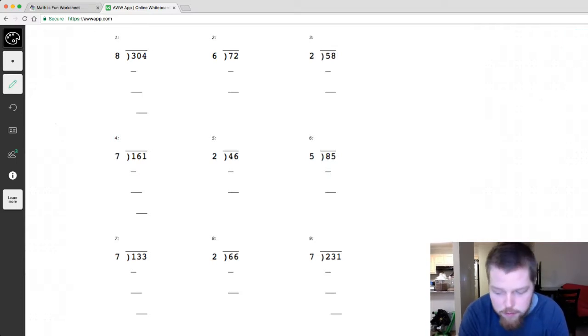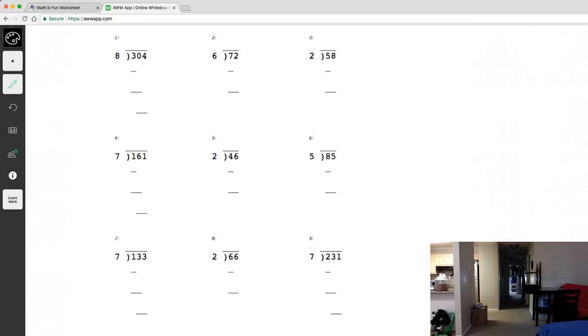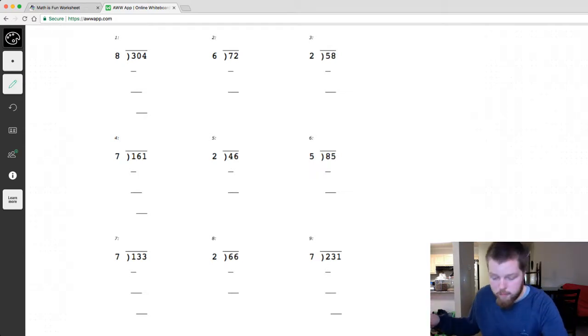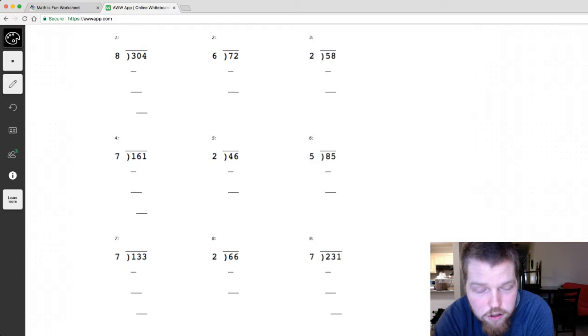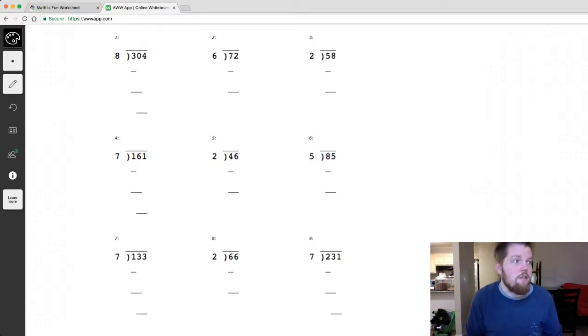Alright, so our first problem here is 304 divided by 8. When we're getting started with our long division problem, we are going to take our 8 and see if it can go into the digit on the left hand side, or the biggest number column.